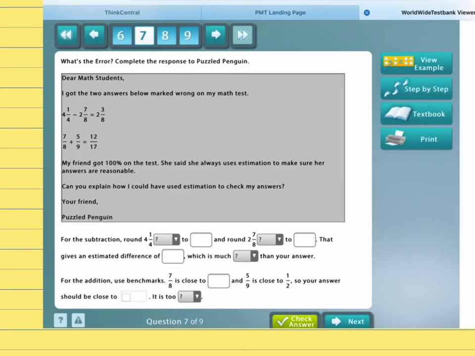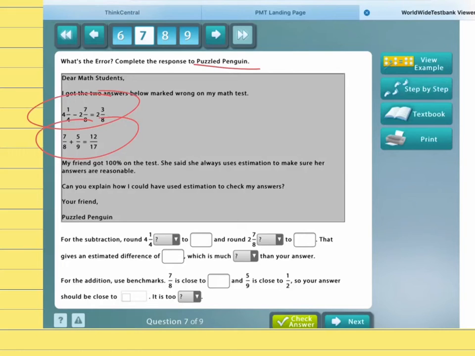Question 7, we've got a puzzled penguin. So we're going to need to identify an error here. Let's unpack it. I got 2 answers below marked wrong on the test. I got this one wrong, I got this one wrong. My friend got 100%. She says she always uses estimation to make sure she answers reasonable. Can you explain what he did wrong? For the subtraction, I rounded 4 and 1/4 to something, and rounded 2 and 7/8 to something, and got 2.